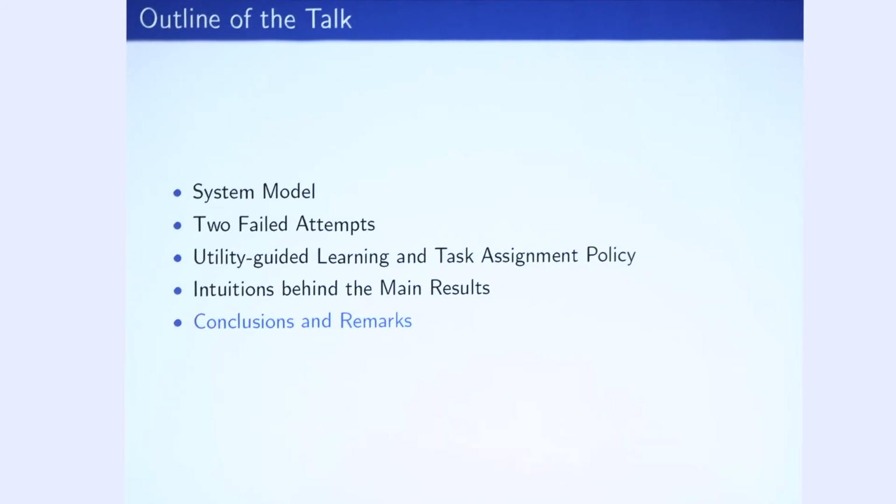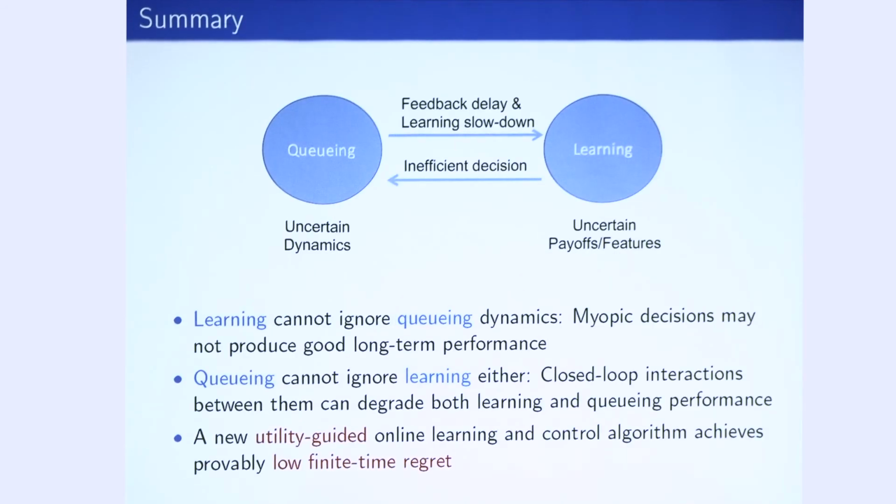So now let me quickly conclude my talk. In this talk, motivated by the operation of online service platforms, we try to combine queuing and learning. The important thing we learn is that learning cannot ignore queuing dynamics because myopic decisions do not produce good long-term performance. Also, queuing cannot ignore learning in the sense that queuing can cause delay to the learning. And also there are closed-loop interactions between these two. So our contribution is to develop this utility-guided online learning and control policy, and we prove this achieves a low finite-time regret.